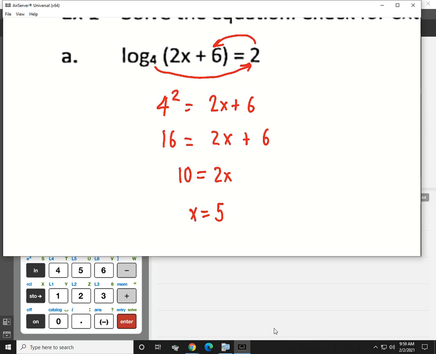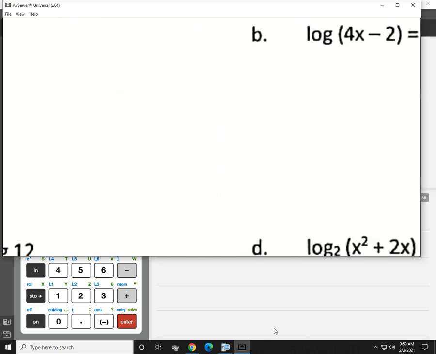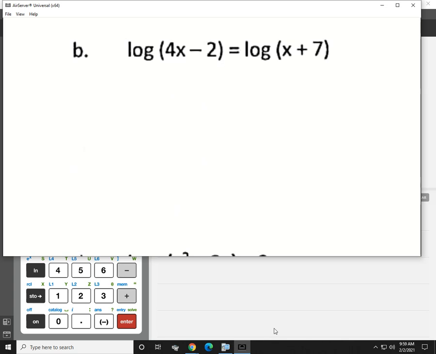Okay, so we're going to do that. Don't forget, we're going to keep checking them. There's only one time it's tricky, and we're going to run into that right now. Okay, so here we go. Let's go to the right side. B. First question, is this log equals log or log equals a number? Log equals log. Definitely log equals log, so we're going to drop the logs, and we're going to take our arguments only and set them equal.